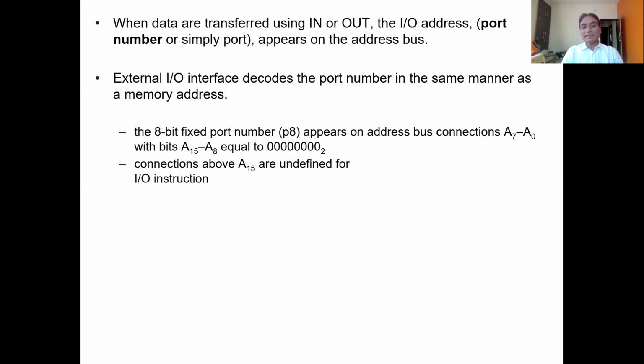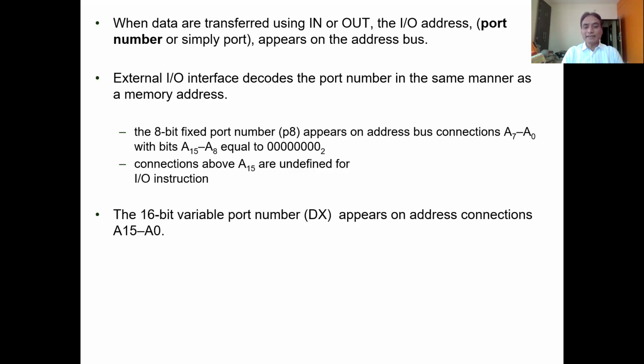A0 to A7. This 8-bit address appears on A0 to A7, whereas A8 to A15 are initialized as 0, and A16, 17, 18, and 19, these remaining 4 bits, are undefined for an IO instruction. Undefined means it may be 0 or 1, it doesn't make any difference. So in fixed port addressing the port address is 8 bits long, transferred on the lowest 8 lines, A0 to A7, while A8 to A15 are 0 and the 4 lines A16 to A19 are undefined.